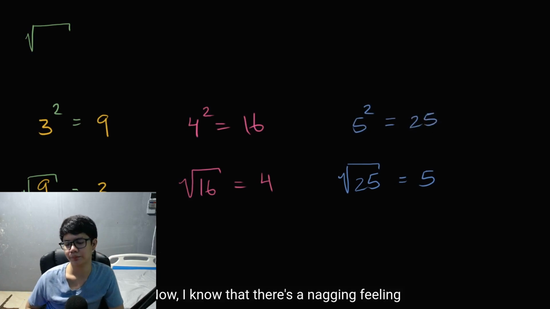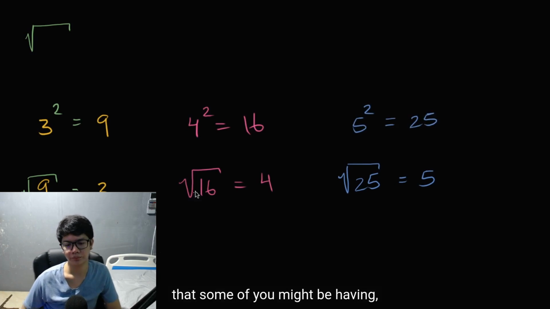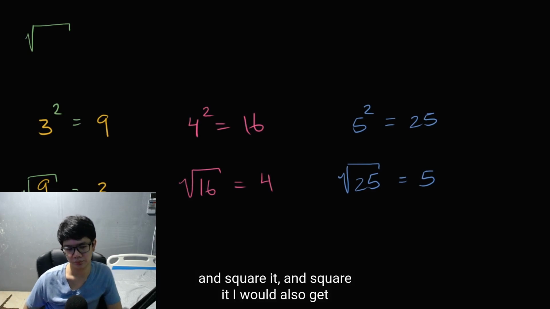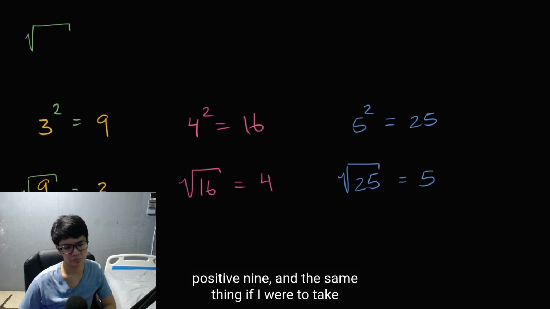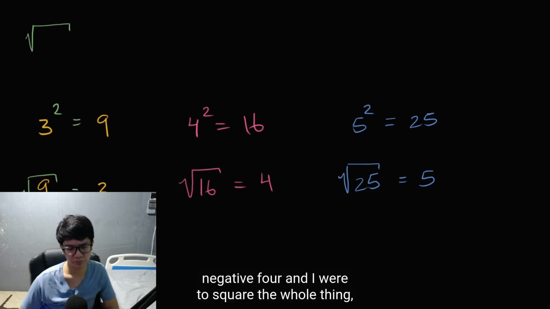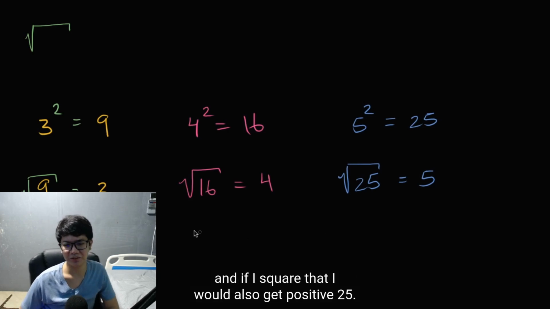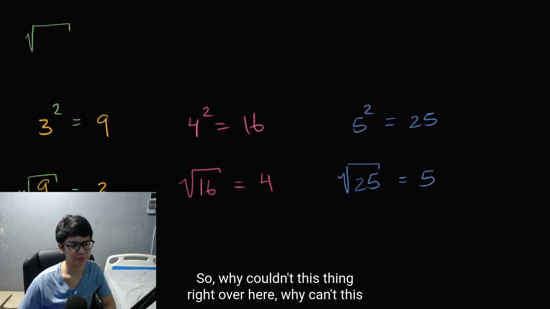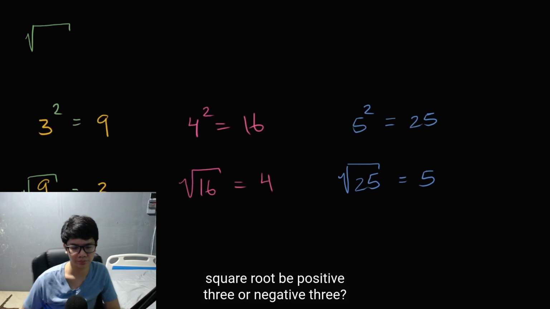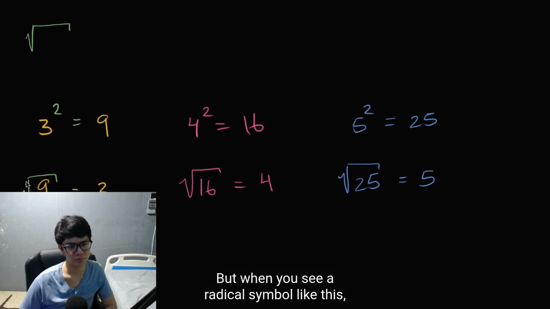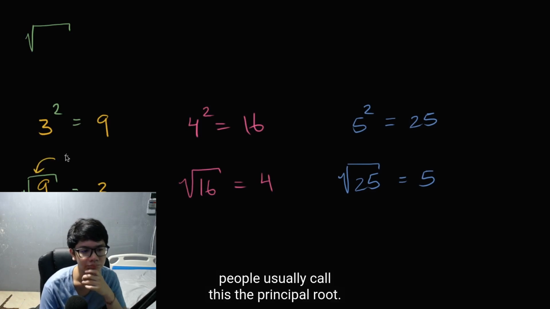Now, I know that there's a nagging feeling that some of you might be having, because if I were to take -3 and square it, I would also get +9. The same thing if I were to take -4 and square the whole thing, I would also get +16, or -5 squared would also give +25. So why can't this square root be +3 or -3? Depending on who you talk to, that's actually a reasonable thing to think about. But when you see a radical symbol like this, people usually call this the principal root.